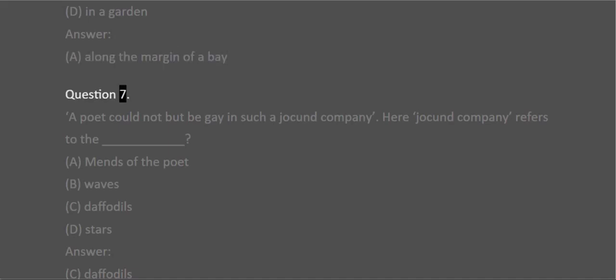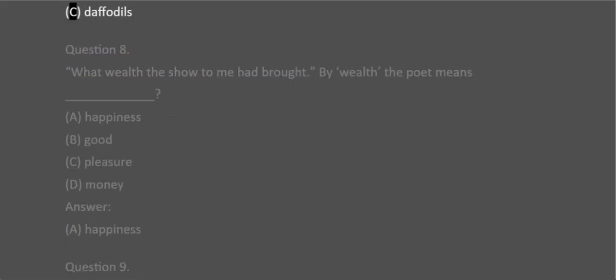Question 7. A poet could not but be gay in such a jocund company. Here, jocund company refers to the A. Men of the poet. B. Waves. C. Daffodils. D. Stars. Answer. C. Daffodils. Question 8.